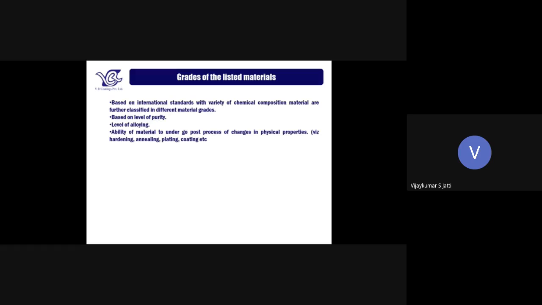So basically, if I take a grade of say steel, some grades I can harden, some grades I can anneal, some I can plate, some I can coat. So basically, I can change its physical appearance or its mechanical or chemical property. Different grades of materials will have these different properties. So we list out these grades of materials that can be post processed later also.